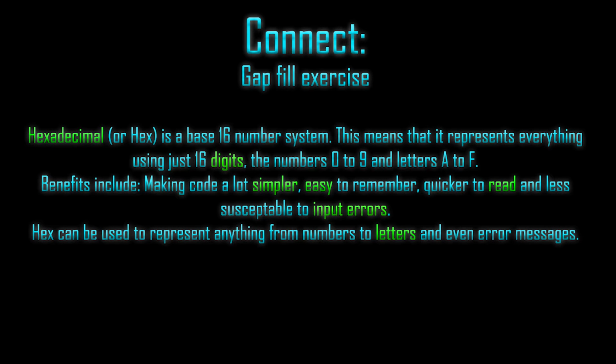Okay, let's go through the answers. So, hexadecimal, or hex, is a base 16 number system. This means that it represents everything using just 16 digits. The numbers 0 to 9 and the letters A to F. Benefits include making the code a lot simpler, easy to remember, quicker to read, and less susceptible to input errors. Hex can be used to represent anything from numbers to letters, and even error messages.